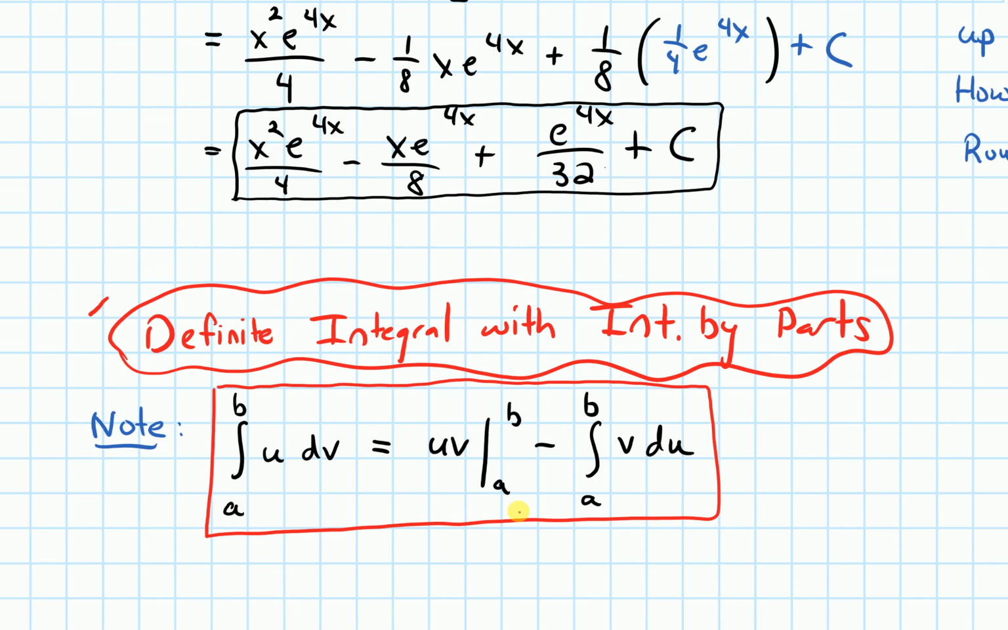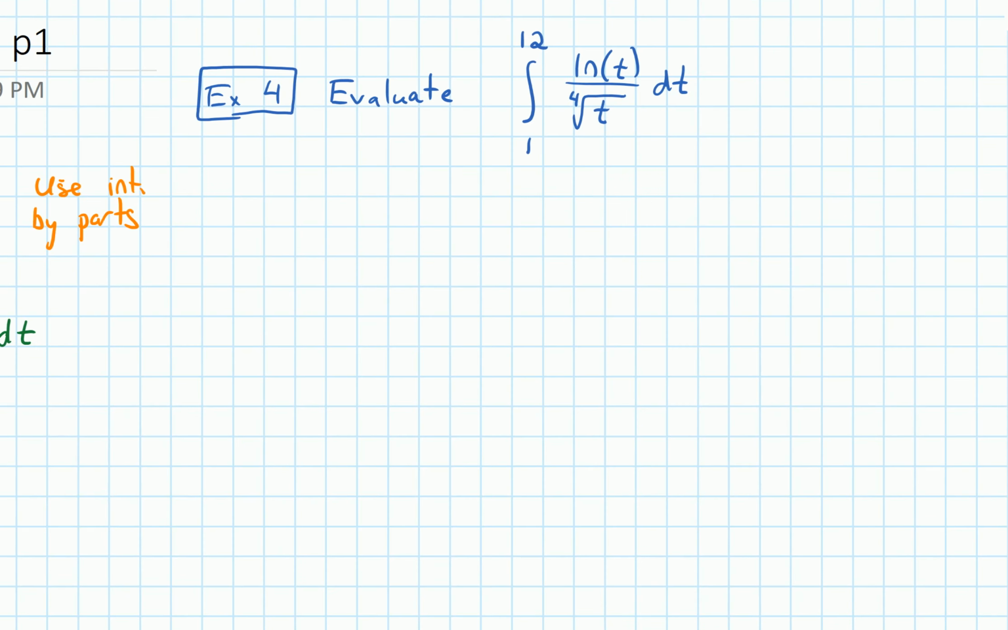Let's do an example. Let's suppose we want to evaluate this integral from 1 to 12 of ln of t over the 4th root of t dt. I want to briefly talk about what would happen here if we had tried u sub. With this example, if we were to try u sub, the most natural choice of what to let u be would probably be the ln of t.